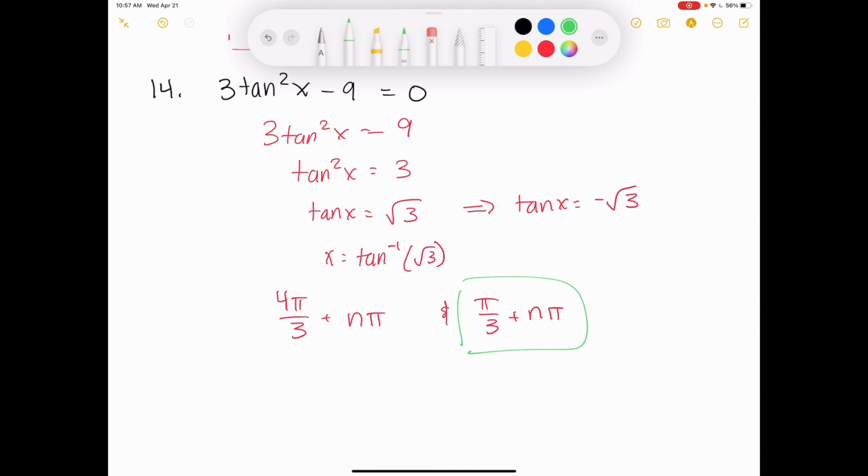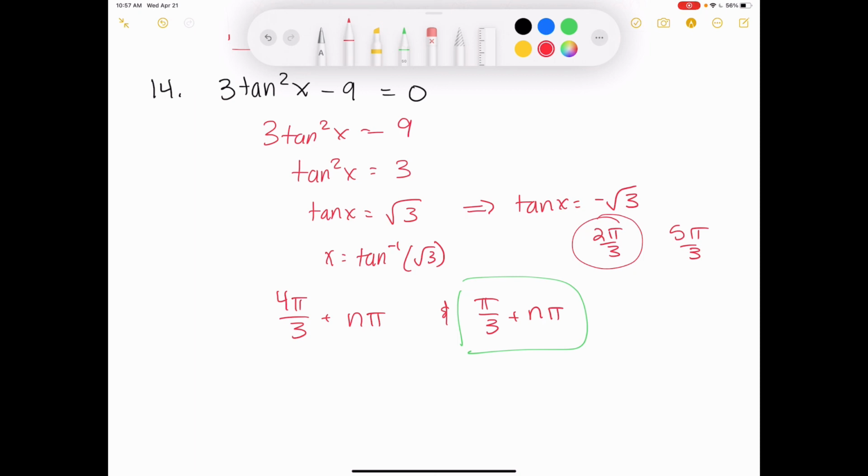So where is x, or where is the tangent of x negative root 3? 5 pi over 3. Okay, so 2 pi over 3. And what did we say? 5 pi over 3? Is that what y'all said? Okay, so these are the other two. I technically only need this one. Why? Because it's here and here. I add n pi and it gives me here. I add n pi to this one and it gets me back up here.